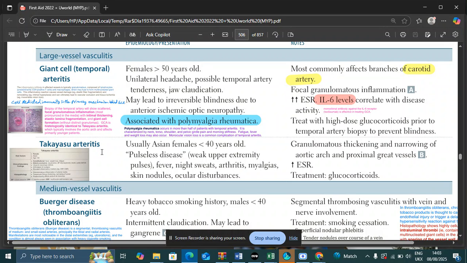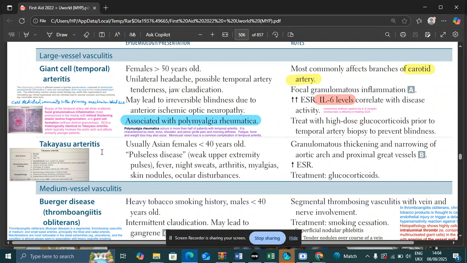Okay, so giant cell is usually seen in females, and Takayasu is also seen in females, more common in females than in males. Giant cell is usually in the older population above the age of 50, while the Takayasu arteritis is usually seen in younger females. This is the one differentiating point. Giant cell or temporal arteritis usually affects the branches of the carotid artery, while Takayasu arteritis usually involves the aortic arch and the proximal great vessels.